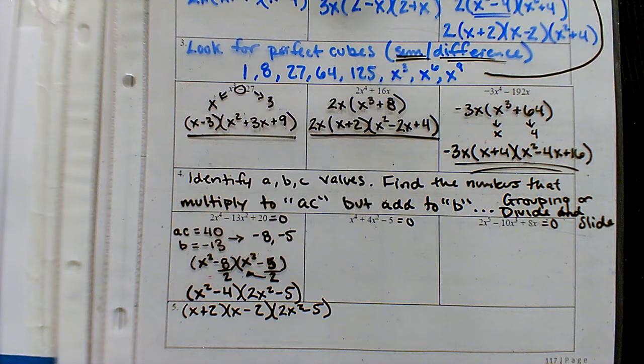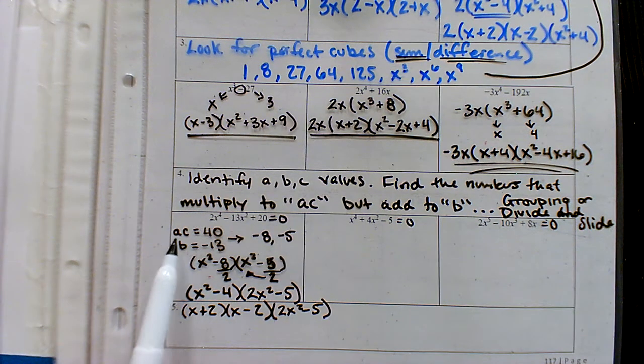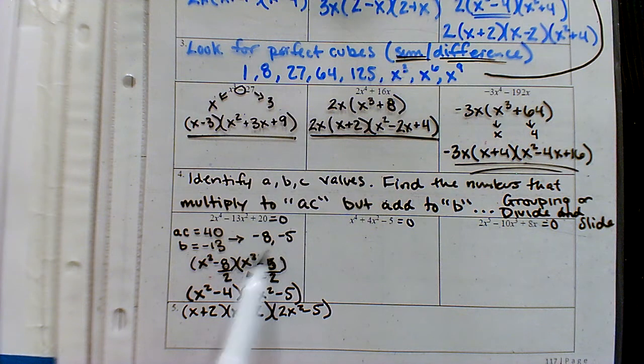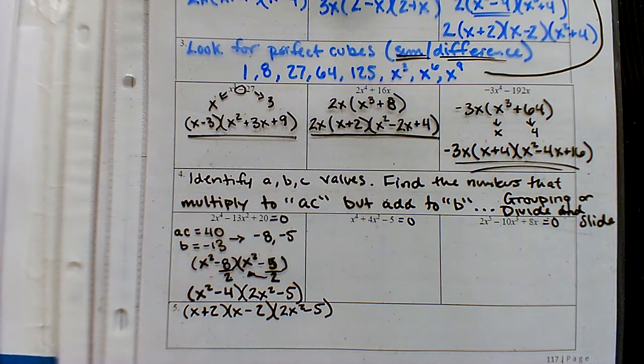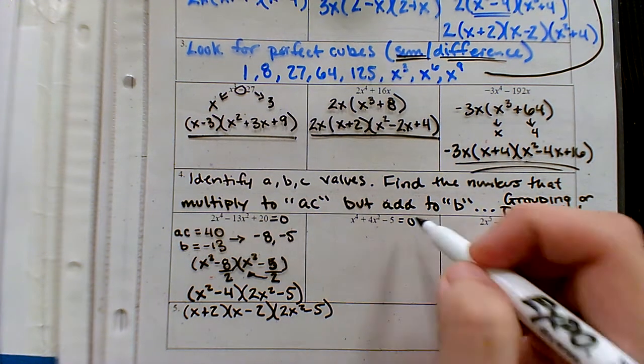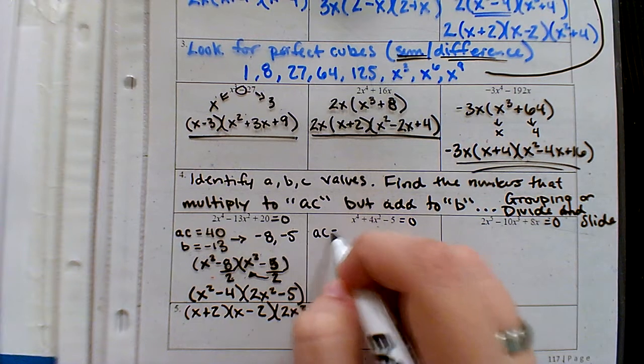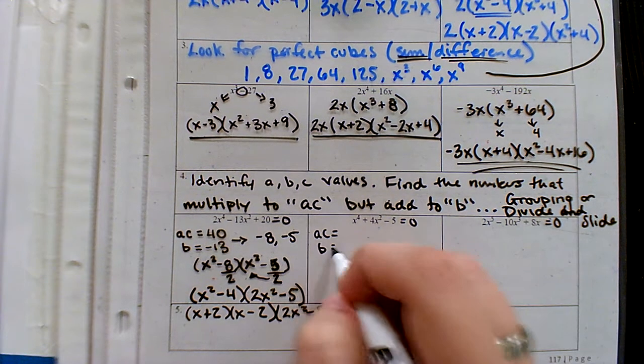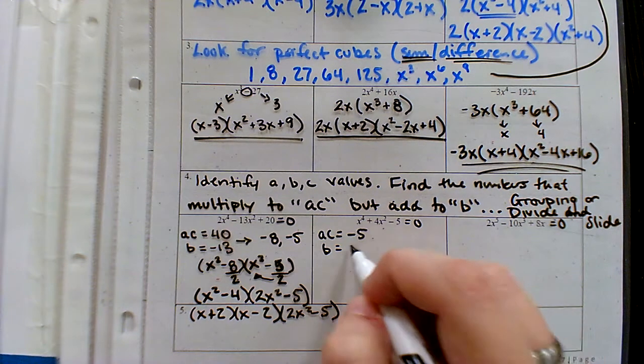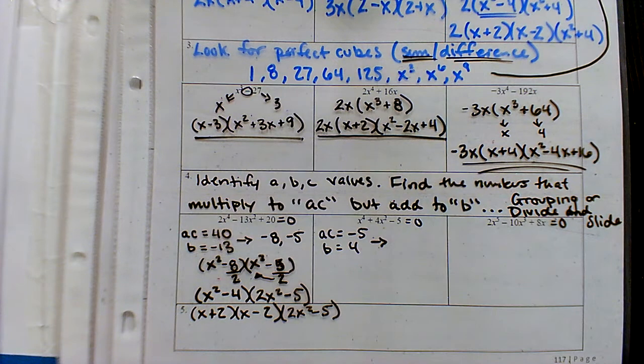All right, so divide and slide. You have to first figure out those numbers, write them in your factors, divide by A, and slide anything out front if it doesn't simplify. Okay, we'll go ahead and try the next one. So A times C would be negative 5. Our B value is 4. Two numbers that multiply to negative 5 but add to 4.